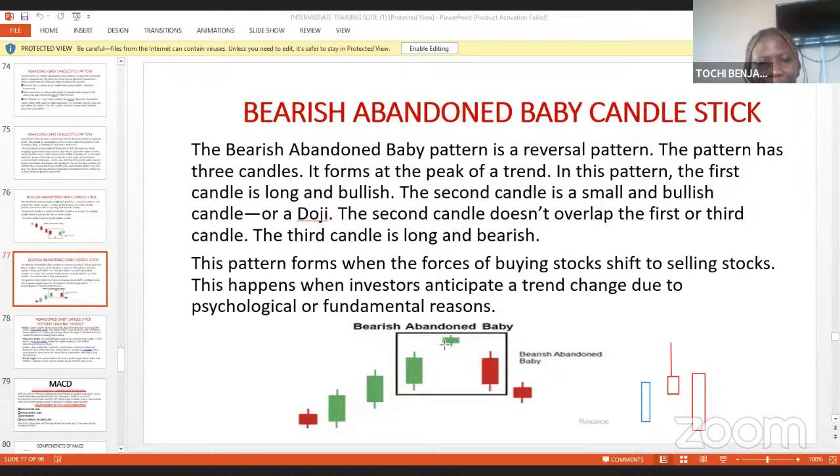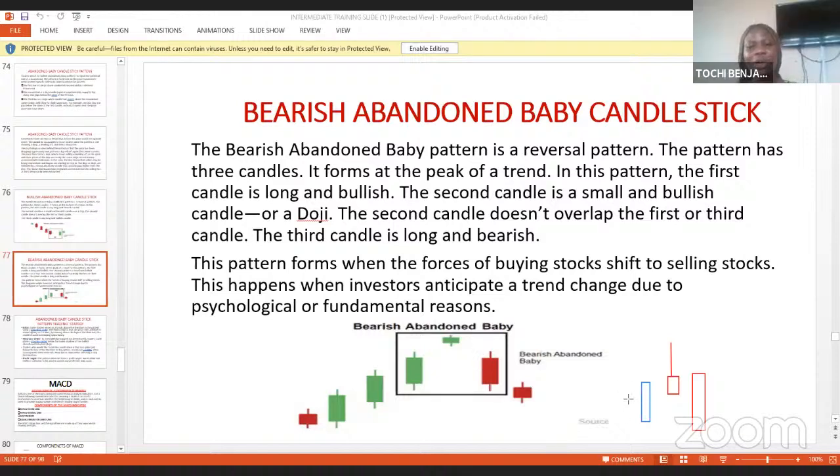This is the baby that is abandoned, and which we said it rarely forms. It doesn't form all the time. If I come down the chart to look for it, I will see it. It's in the chart. But it doesn't appear all the time.